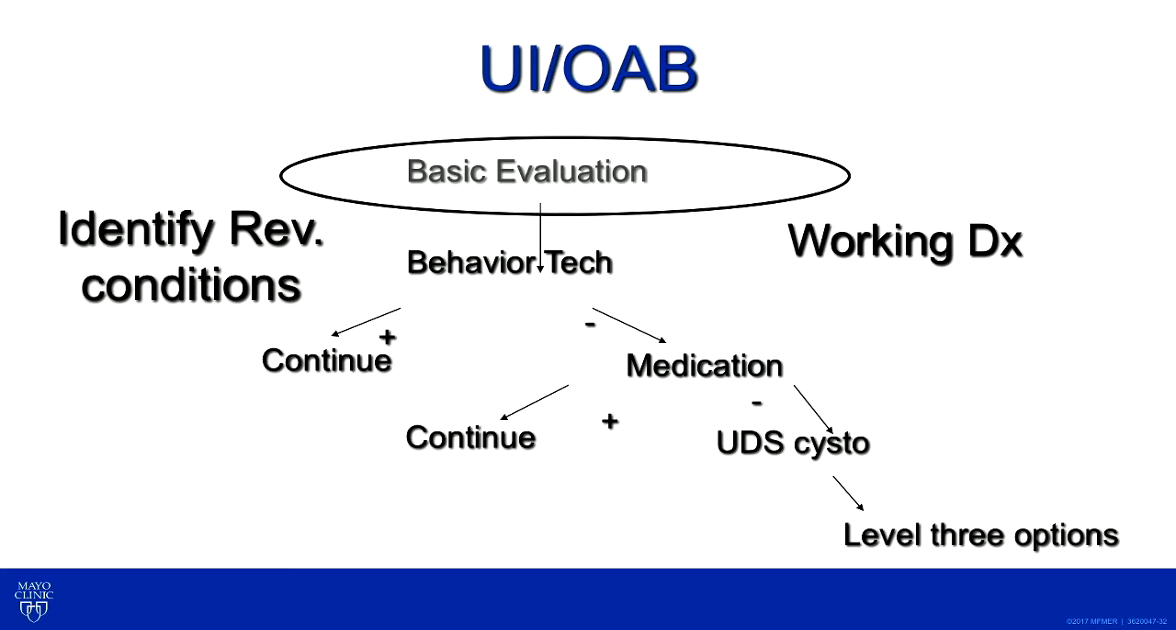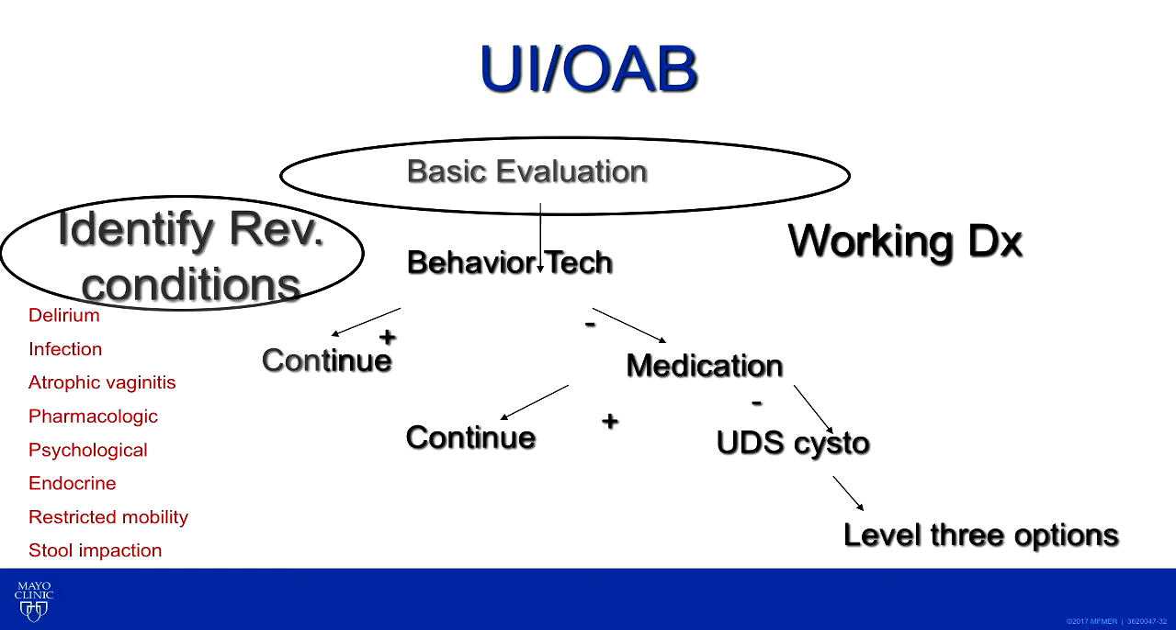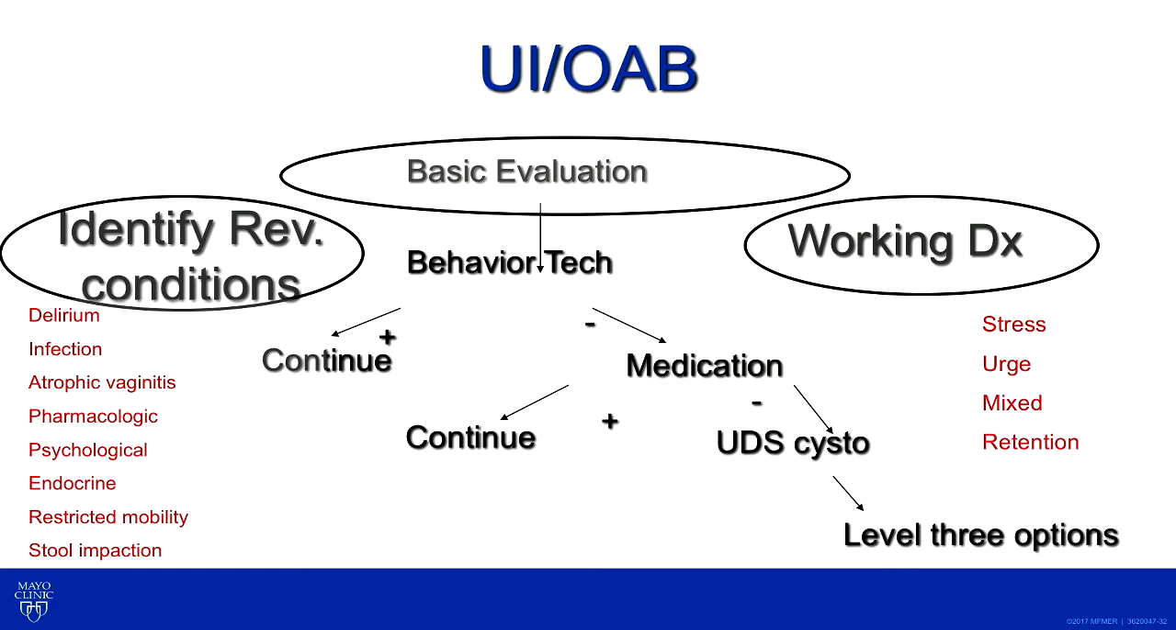And then identify conditions, you know, the old saying with the delirium, infections, atrophic vaginitis, anything that's reversible. And then can we establish a working diagnosis? Can you and I come up with, say, this sounds to me just like overactive bladder or urge incontinence. And based on those things, if we can eliminate reversible conditions, do this basic evaluation, and establish a working diagnosis, we can all initiate therapy. And that's what we're going to first go through here.